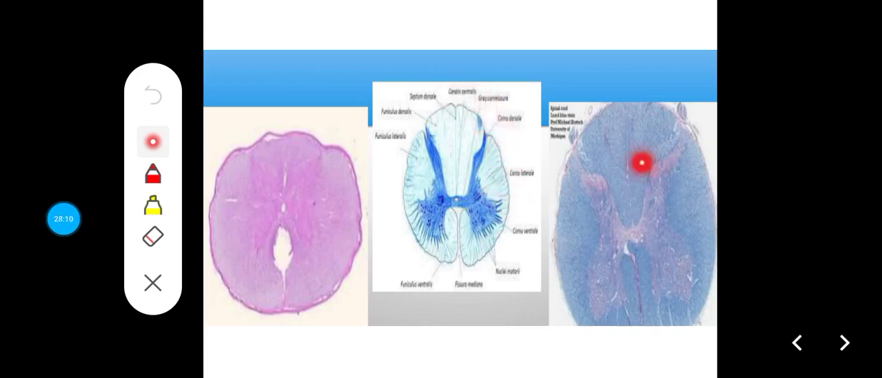Now, this is also the spinal cord. You can also appreciate the features here. The stain used there is Luxol Fast Blue. So it's not H&E stain.